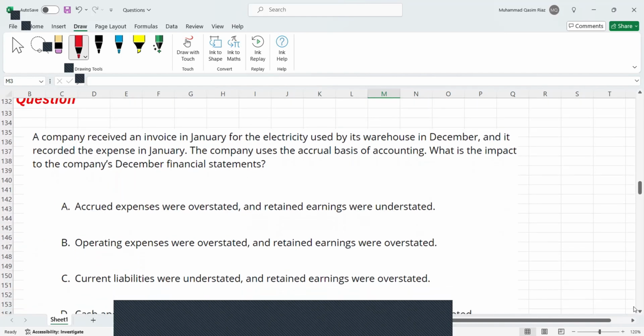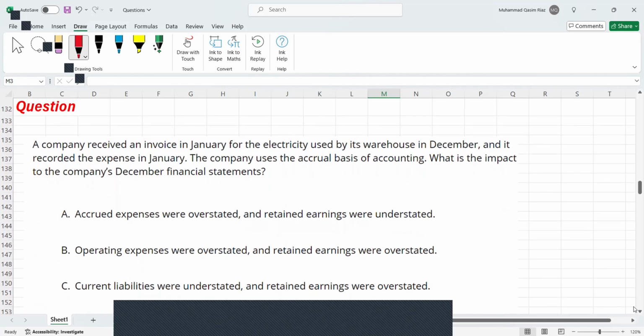So we have a next question now. A company received an invoice in January for the electricity used by its warehouse in December, and actually we have expense relevant to the December, okay, but it is being recorded in the month of January.